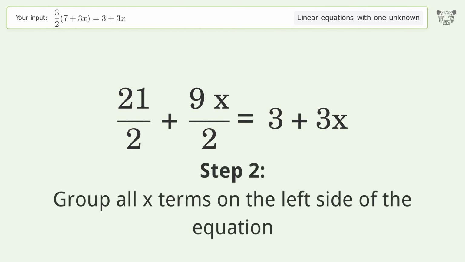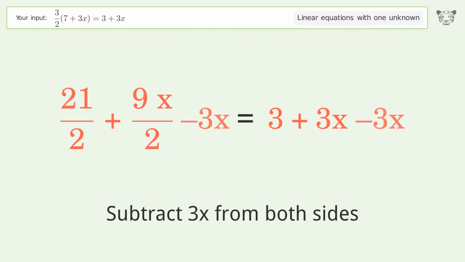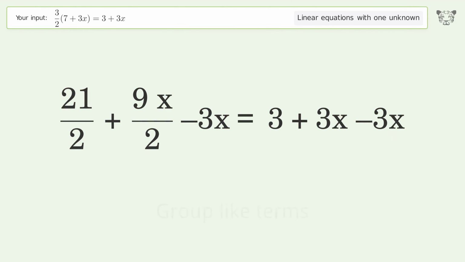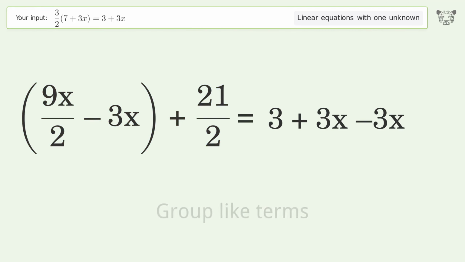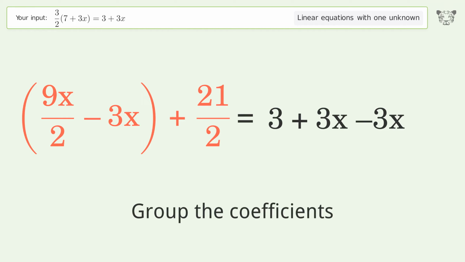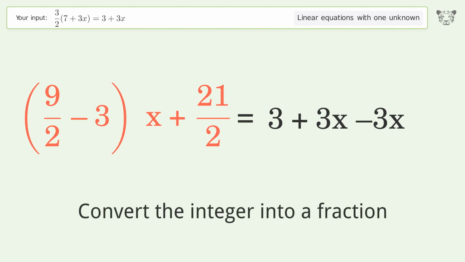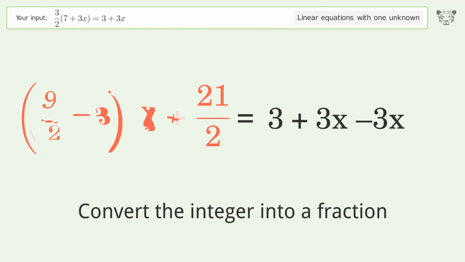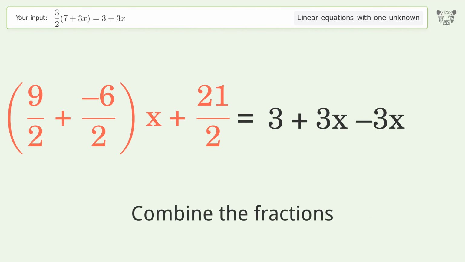Group all x terms on the left side of the equation. Subtract 3x from both sides. Group like terms. Group the coefficients. Convert the integer into a fraction. Combine the fractions.